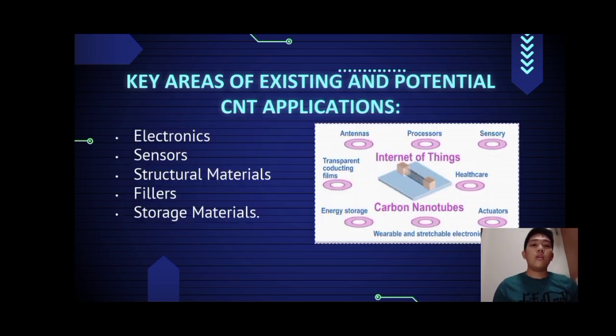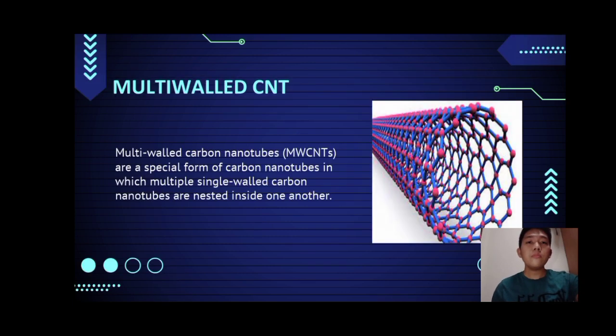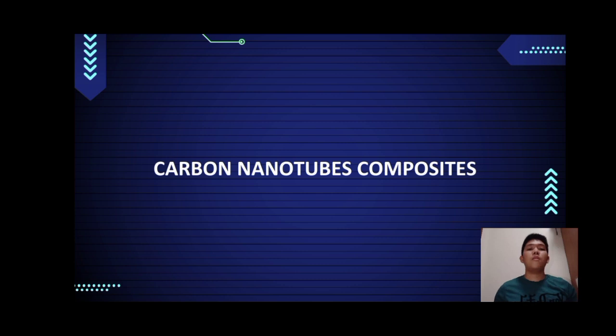So here are the key areas of existing and potential carbon nanotube applications: electronics, sensors, structural materials, fillers, and storage materials. So what are multi-walled carbon nanotubes? Multi-walled carbon nanotubes, or MWCNTs, are a special form of carbon nanotubes in which multiple single-walled carbon nanotubes are nested inside one another. So let's talk about the carbon nanotube composites.